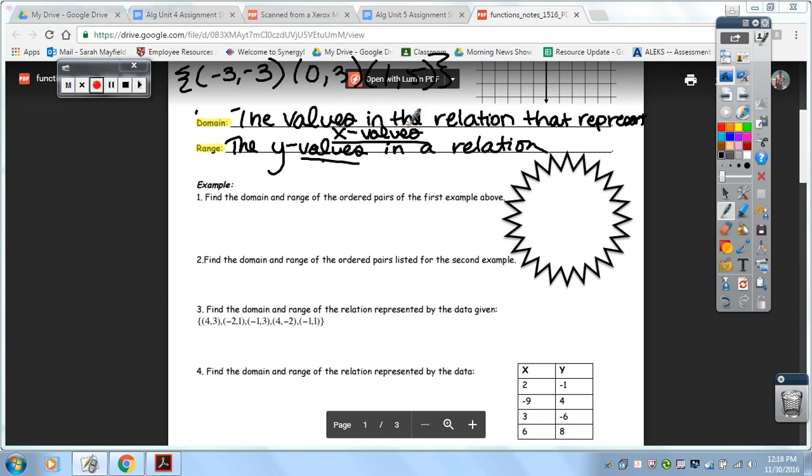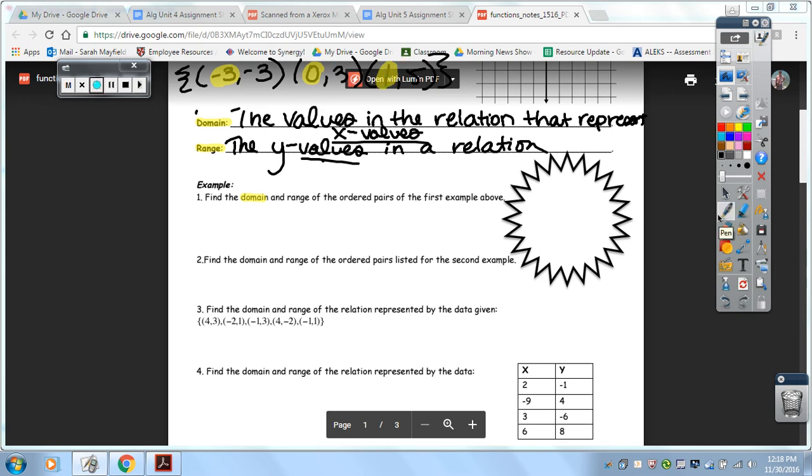Alright, so if I look at this example, it says find the domain and range of the ordered pairs from the first example above. So I wrote that first example up here, okay? So I'm going to first find the domain. So I'm going to highlight domain in one color. So I'm going to highlight it in yellow. Domain represents all my x values in the relation, okay? So in this relation, I'm going to highlight all of my x values. I'm highlighting to keep it very different in my head, okay? So domain, my x value is -3. In 0, 3, my x value is 0. And 1, 5, my x value is 1, okay?